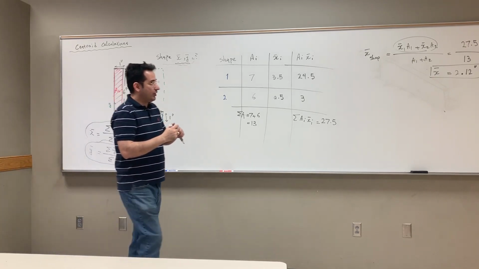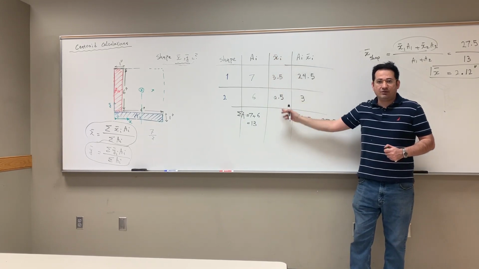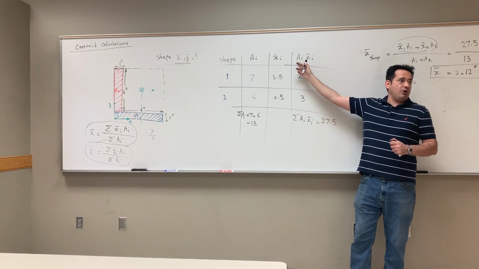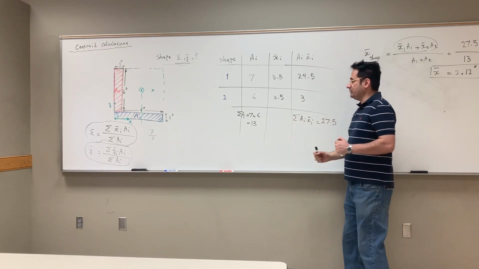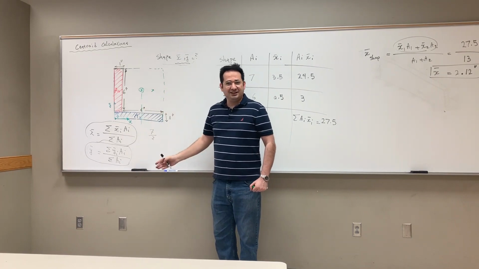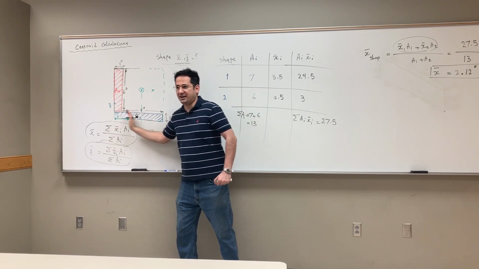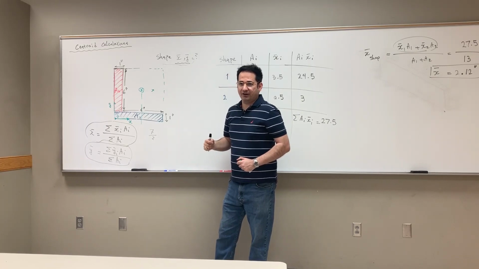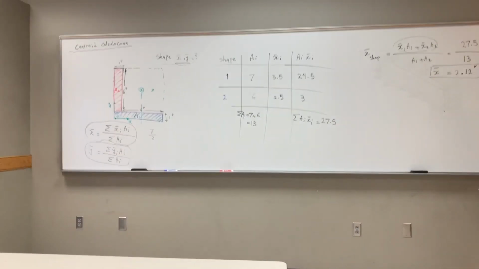Now, how can I compute y bar? Same thing, you just replace this column with y bar. And as a matter of fact, this column will be updated by Ai times y bar i. And this sum is different, so let's do that. But look, according to the symmetry, y bar should be equal to x bar. The x centroid should be the y centroid because it's symmetrical, right? So let's see if we get the same result or not.